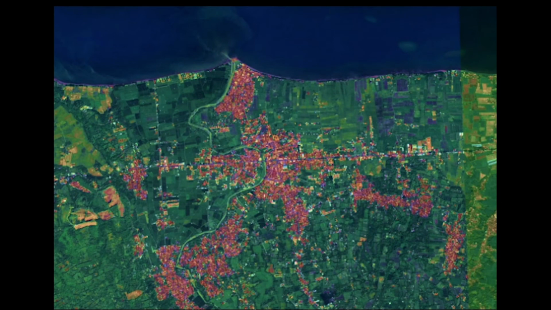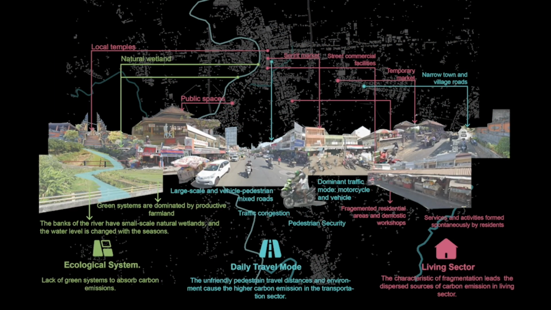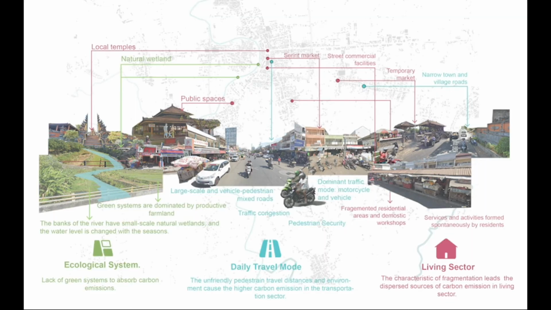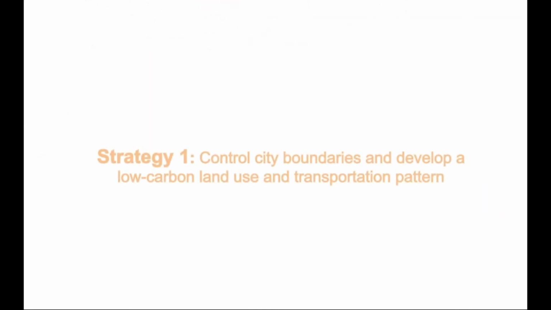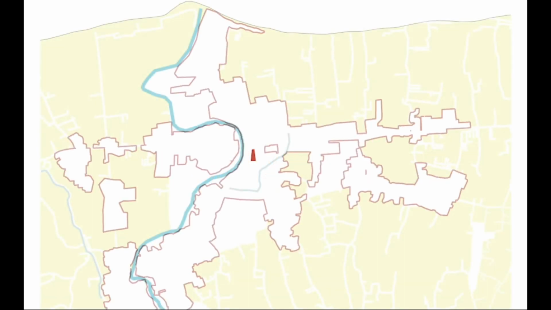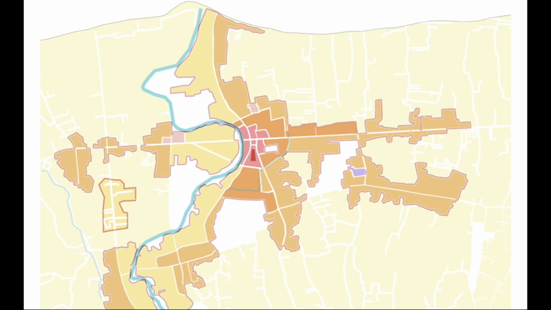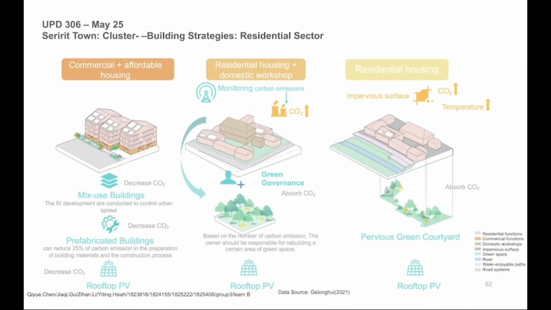The last urban form is clustered, and the Circularity town is located in the north part of Bali Island. It consists of many small towns and villages. In the Circularity town, there are still some problems in the ecosystem, daily travel modes, and the living sector. Therefore, the strategy of the area is to provide a low-carbon urban area for the local residents. In strategy 1, firstly, I will control the urban growth boundary, and different mixed-use patterns and residential building types are planned to reduce the carbon emission in this area.